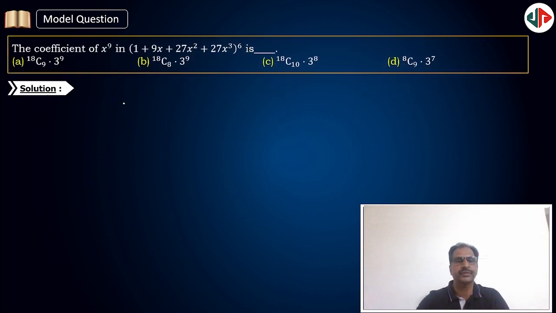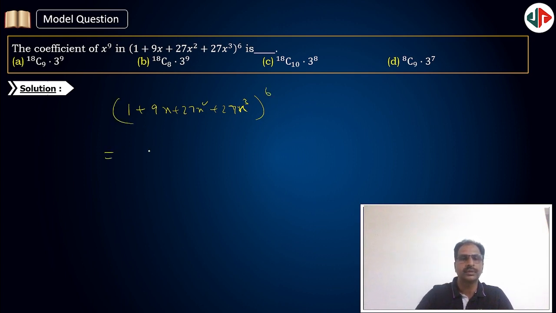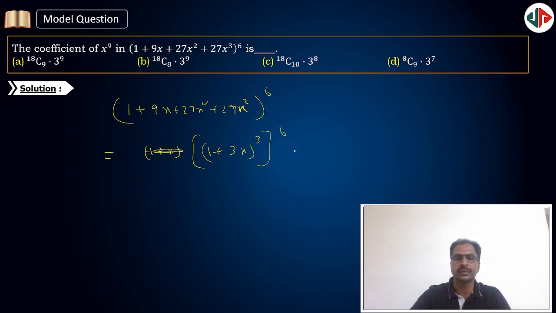Next question, the coefficient of x power 9 in 1 plus 9x plus 27x square plus 27x cube whole power 6. This is nothing but 1 plus x whole cube, sorry, 1 plus 3x whole cube whole power 6. This is nothing but 1 plus 3x whole power 18.